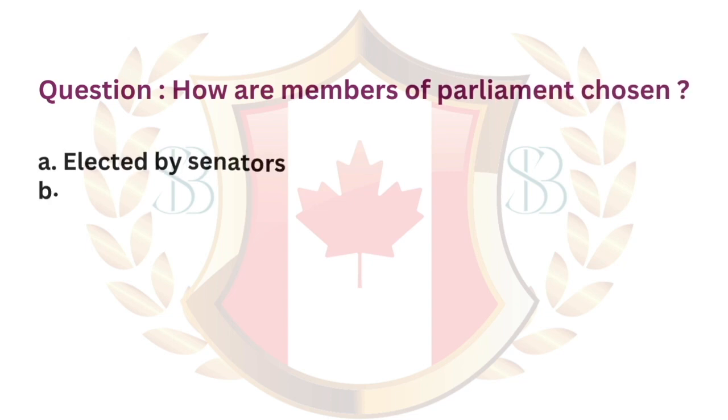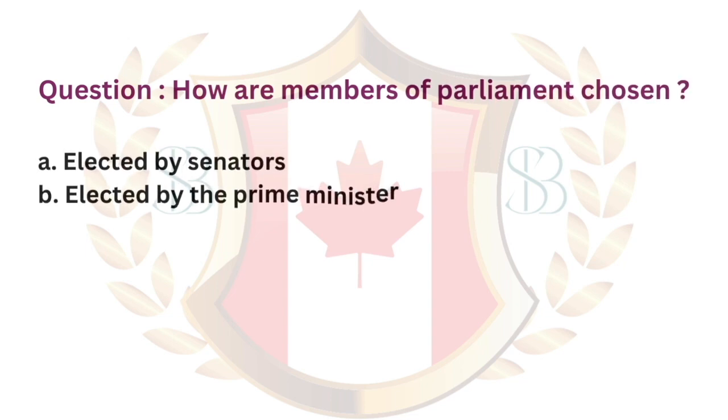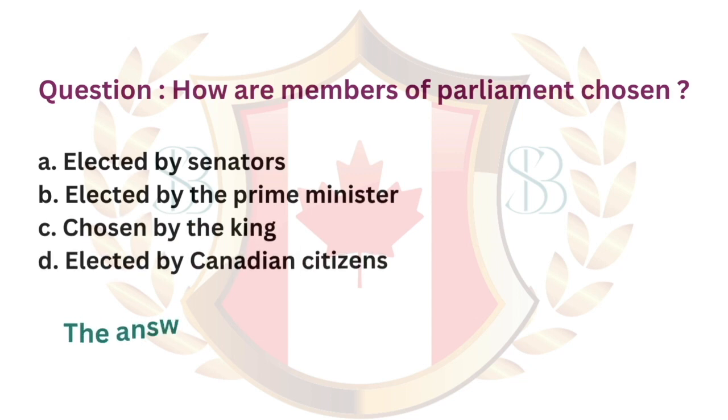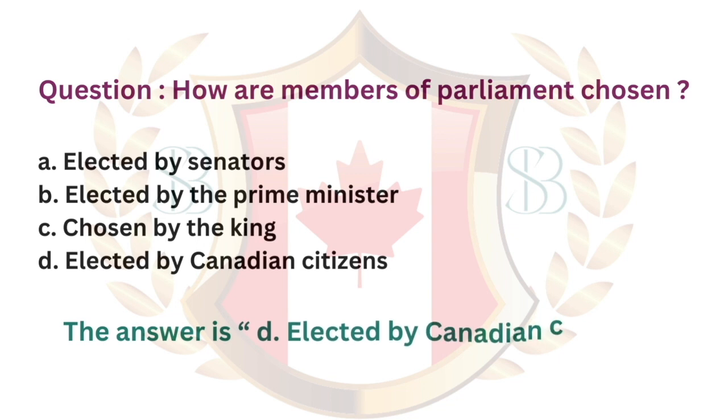Question. How are members of Parliament chosen? A. Elected by senators. B. Elected by the Prime Minister. C. Chosen by the King. D. Elected by Canadian citizens. The answer is D. Elected by Canadian citizens.